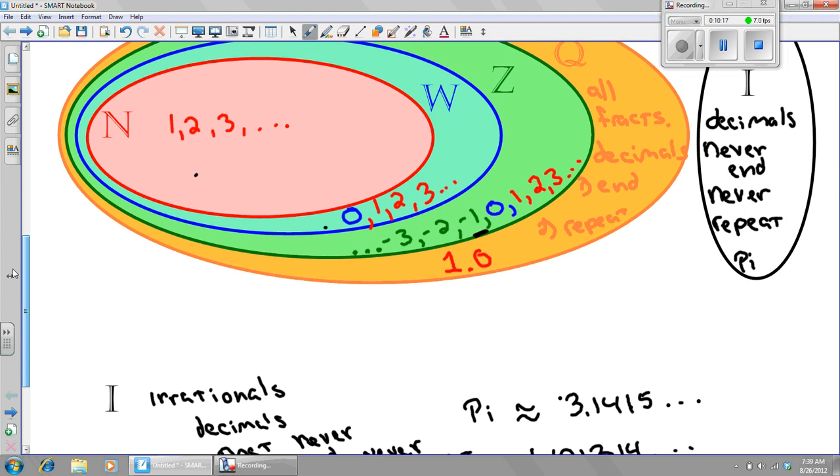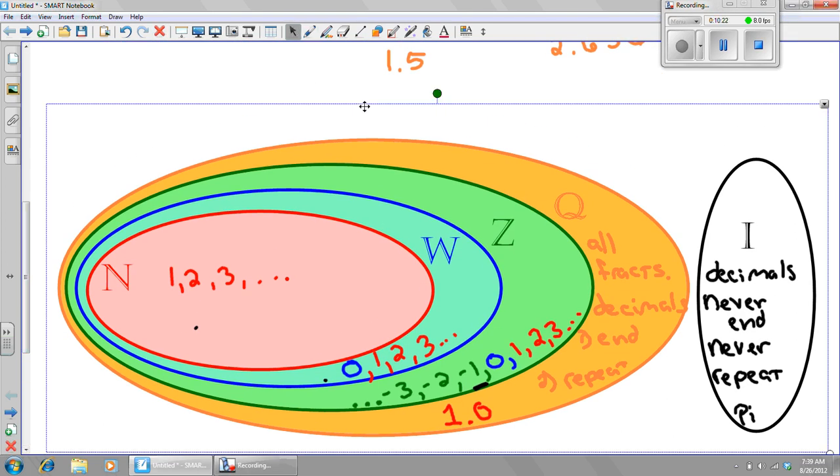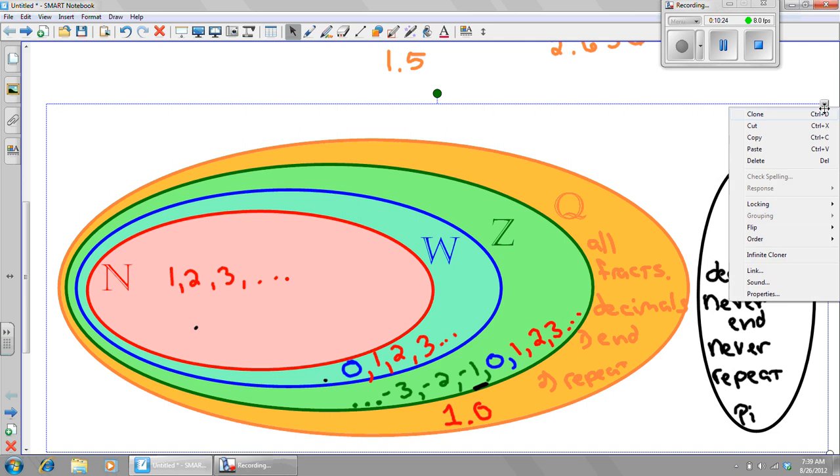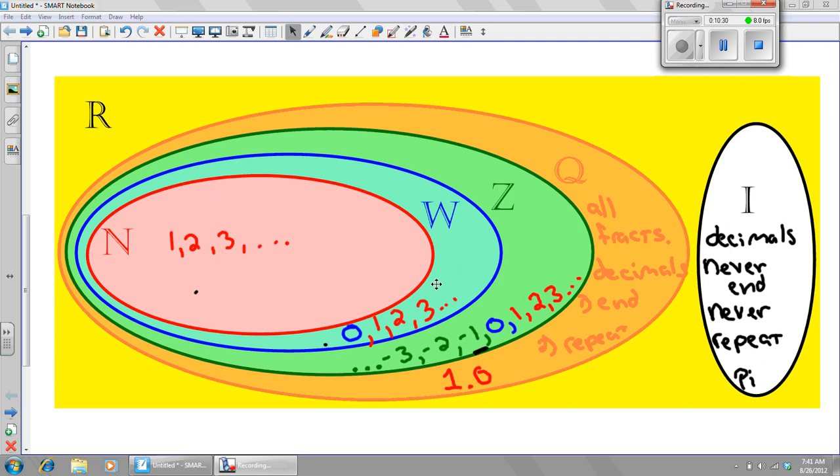Okay, so they're decimals that never end and never repeat. And the last one we have to talk about is real simple, and that's called the real numbers. The real numbers just means the collection of all the natural, whole, integer, rational, and irrational numbers. They call them the real numbers because later on in Algebra 2 you'll learn about imaginary numbers. But for here, in this class, we're only going to deal with real numbers.